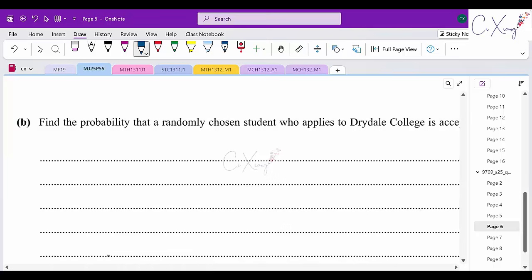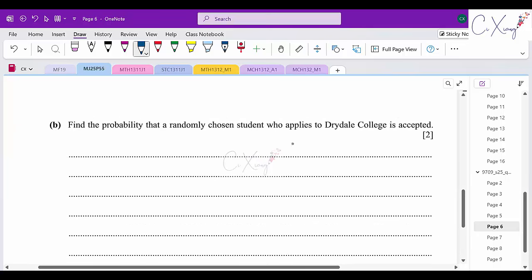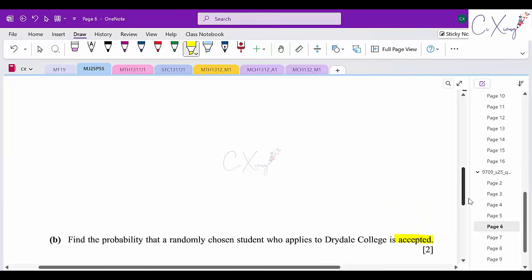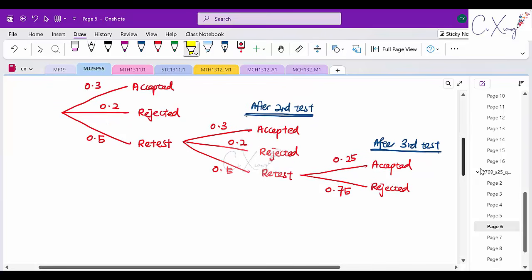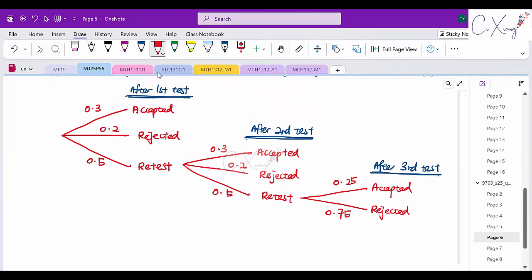Find the probability that a randomly chosen student who applied to this college is accepted. Alright, I will write my solution on top here so that you can refer to the diagram. The question is asking for the probability of accepted. And you have to ask yourself, from the beginning of the tree diagram, how many pathways will show you the accepted result? Okay, so let's have a look.